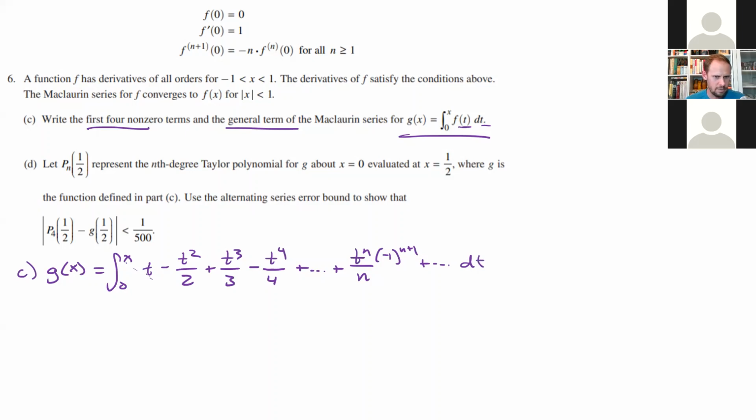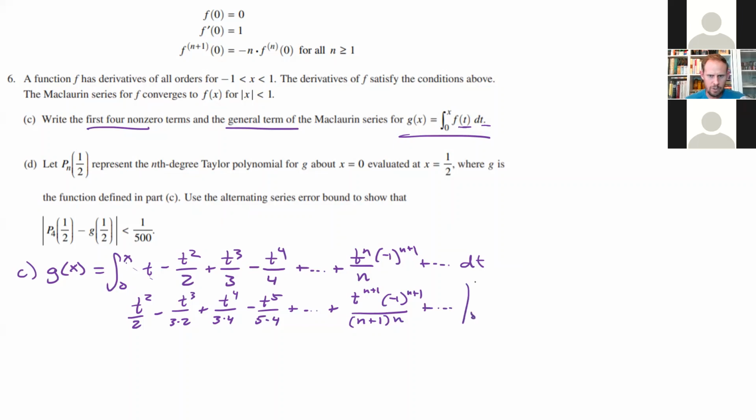All right, so now if I integrate this, I know plugging in 0 is going to give me 0. So just integrating and then switching it to x. So this is going to be t squared over 2 minus t cubed over 3 times 2 plus t to the 4th over 3 times 4 minus t to the 5th over 5 times 4. I know I did that one backwards. I don't know why. And then this one's going to be t to the n plus 1. The negative 1 is not going to change. And then this will be n plus 1 times n. And then we're going from 0 to x.